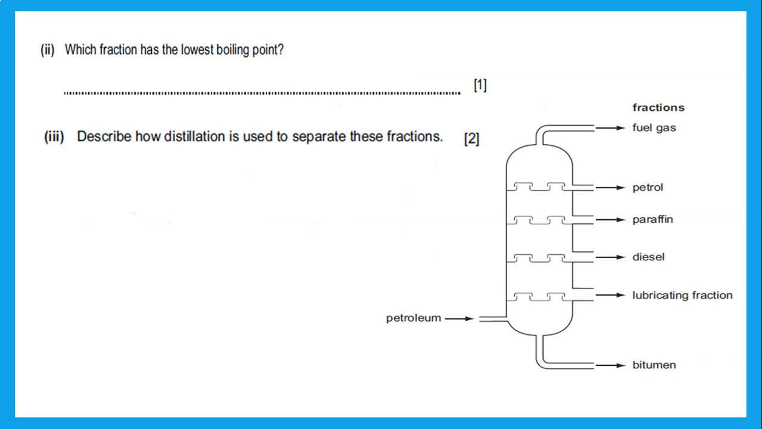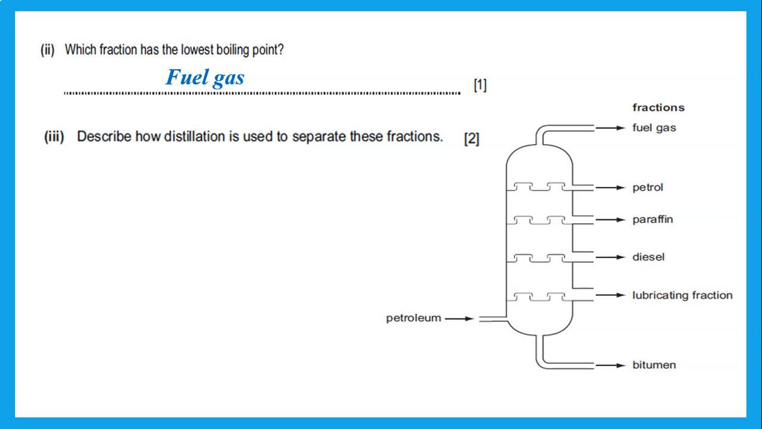Again, we said petroleum is a mixture of hydrocarbons. In order to obtain the different fractions, we said we do fractional distillation. So which of these fractions has the lowest boiling point? You should remember that the one on the top is the one that has the lower boiling point.